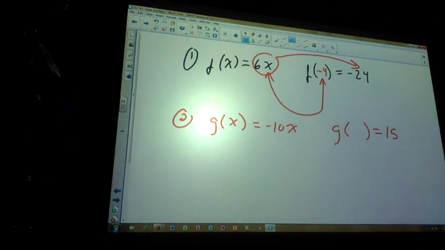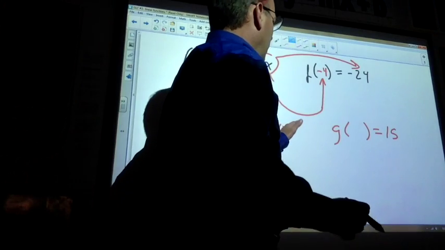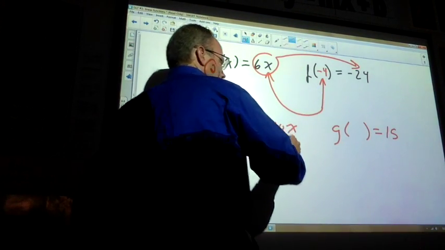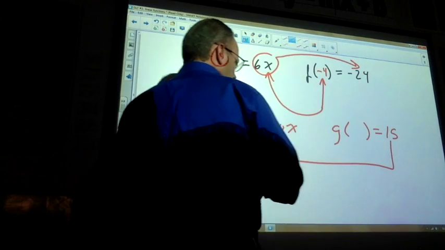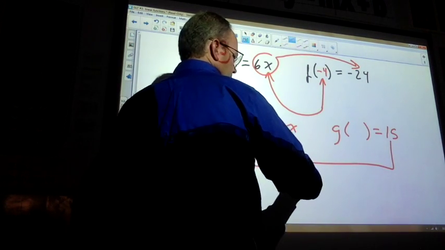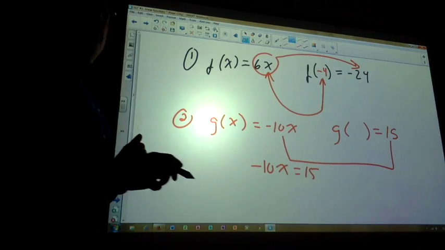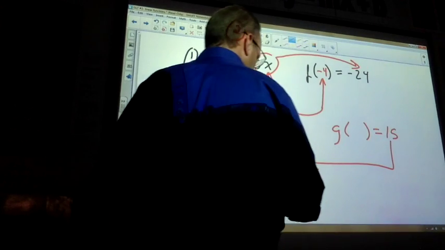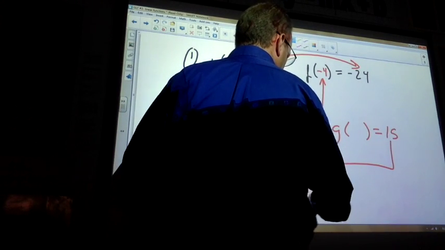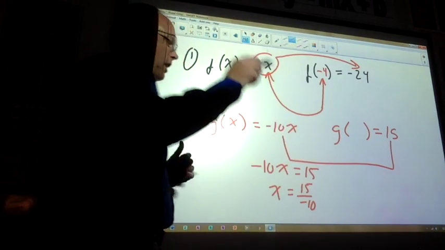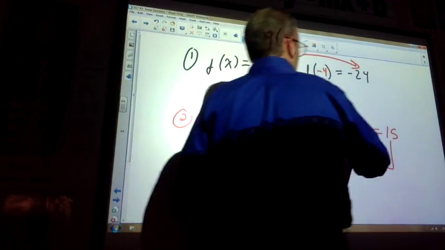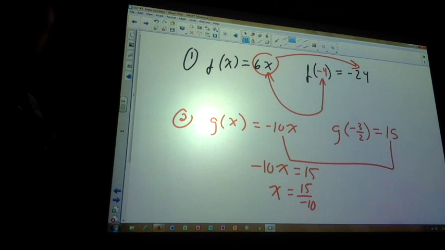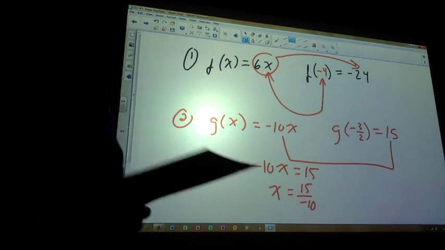Okay? So, what do I have to multiply negative 10 by to get to 15? Sometimes it's kind of hard to see, so I'm going to take this and set it equal to that. How do I solve for x? Divide by negative 10. Good. So I get 15 over negative 10, which reduces to negative 3 over 2, or negative 1.5, however you want to write it. But that's the answer there. Okay.